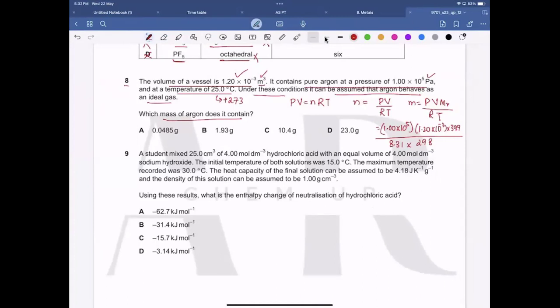It is 1.93. Okay, Hassan. Okay, so it is 1.93. So it means our B option is correct. Is this understandable to all of you?